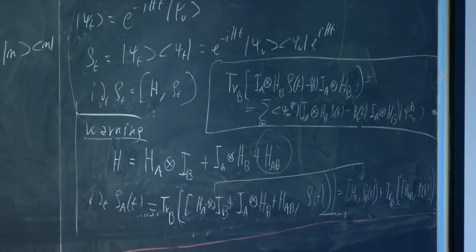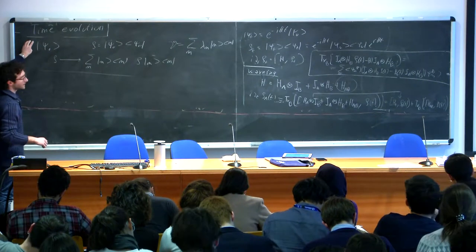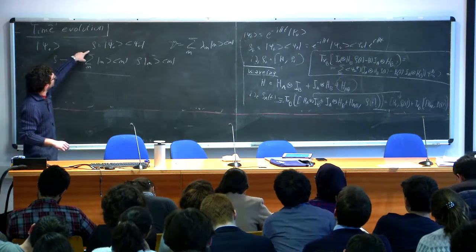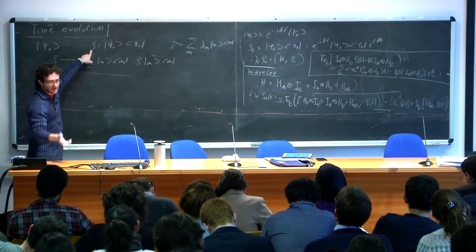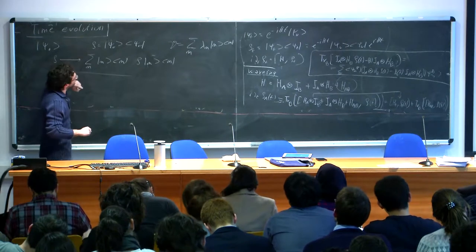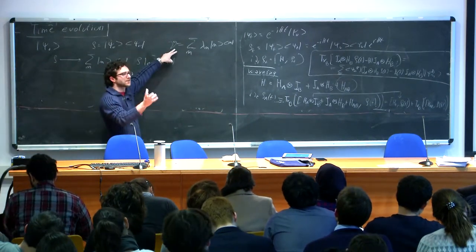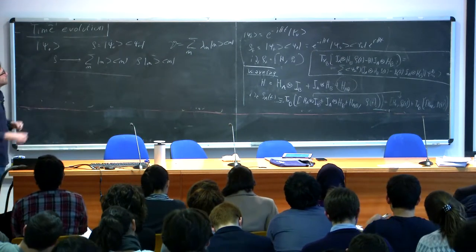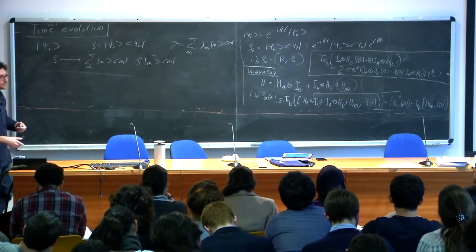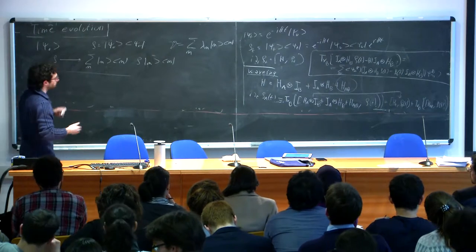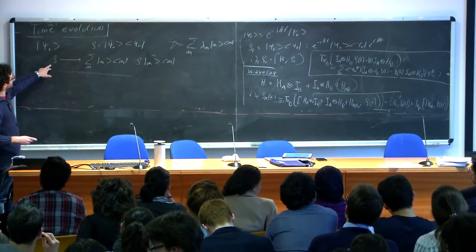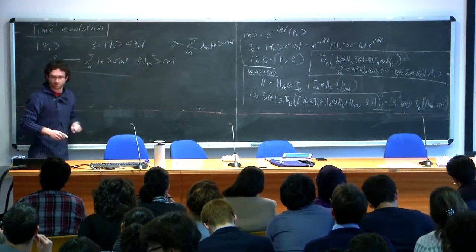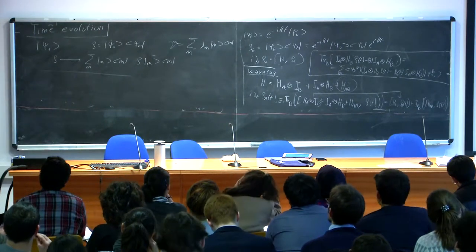So now let's go back to what we were doing here. The idea was to prepare the system in the state psi naught, which is described by this density matrix, the projector on the state. Then we consider a generic observable, and the idea is to take a measurement of this observable at time zero. So now the density matrix is described by this, after the measurement.